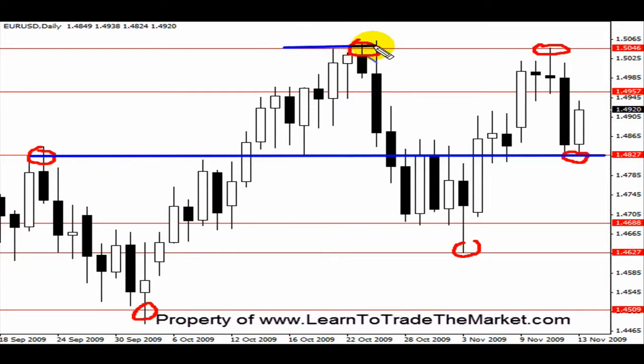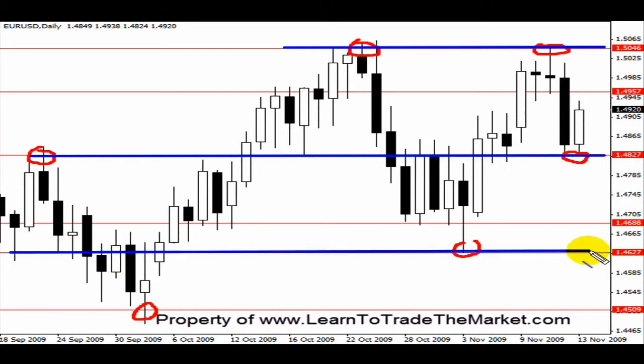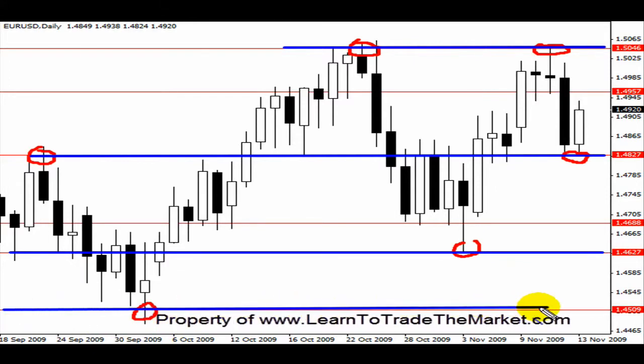So let's put the line through here at 150.46 and another one down here at 146.27 or thereabouts, and one right down the bottom. This one's not perfect, but we don't have much to line it up with there at 145.09. So they're the main levels.